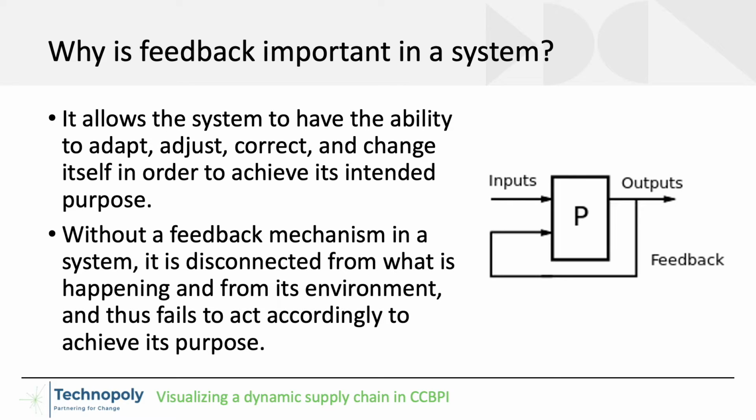Why is feedback important in any system? Number 1, the system will have the ability to adapt, adjust, correct, and eventually change itself so that it can achieve the purpose that it has. Without a feedback mechanism, a system is disconnected. They are unconnected and are unable to act accordingly, and therefore will fail in achieving the purpose that it has for itself.